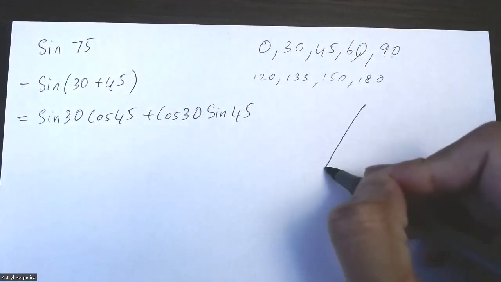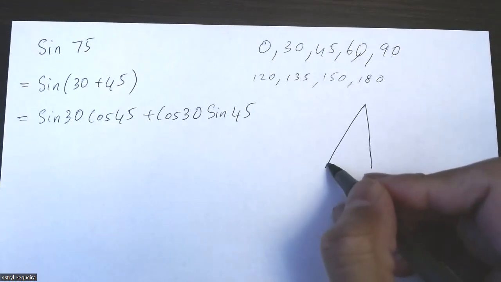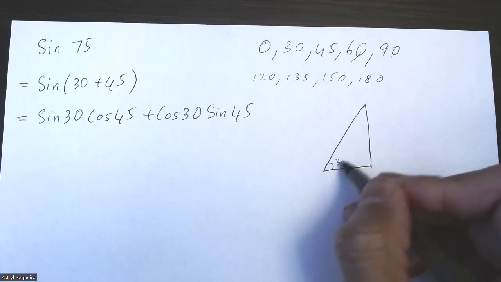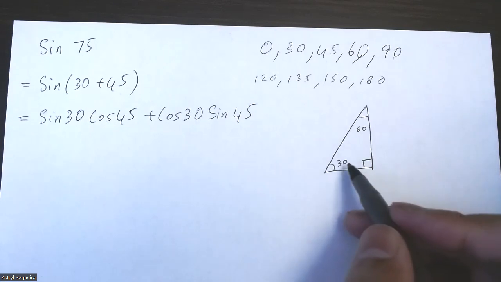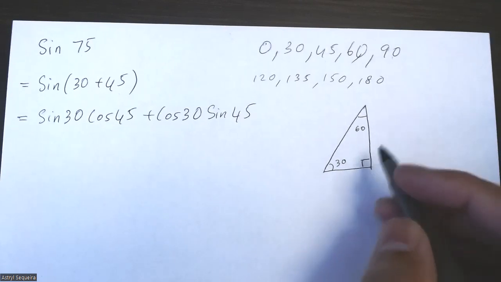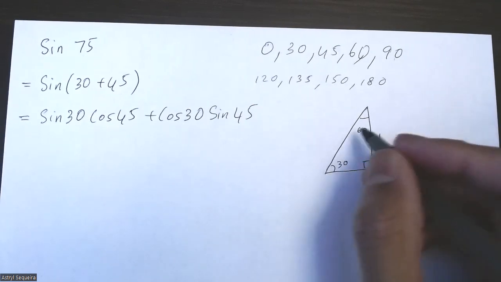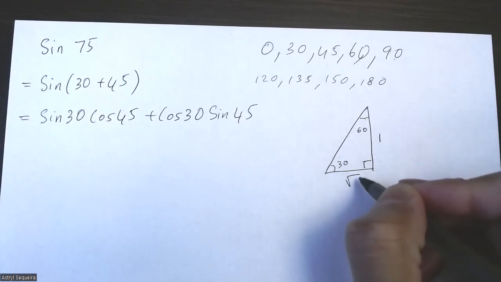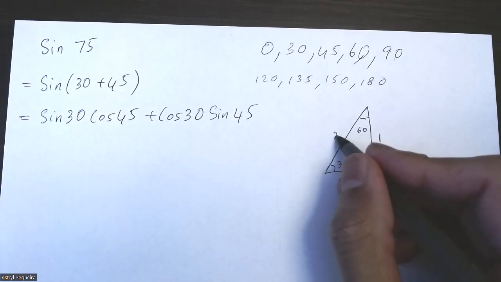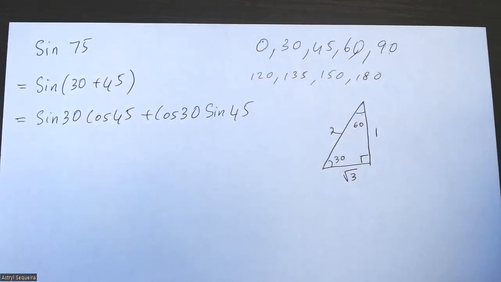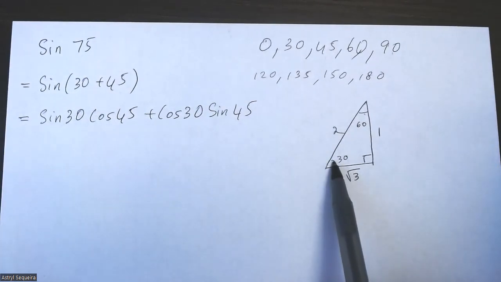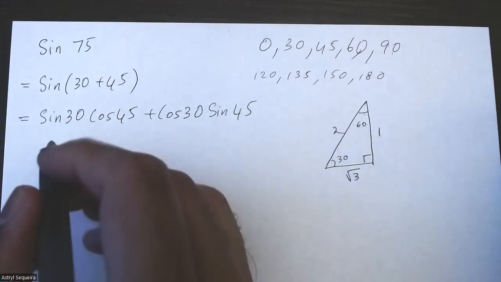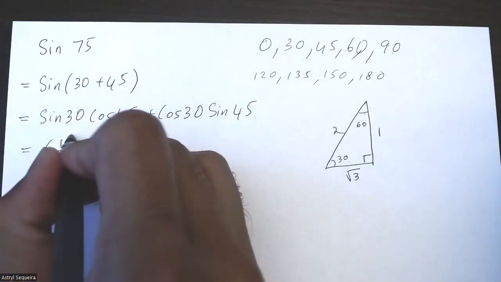For sine 30, I know that my triangle is going to be like this: 30, 60, and then that's 90. Opposite of 30 is the smaller side, which is 1. Opposite of 60 is root 3, and the hypotenuse is the largest, which is 2. So sine of 30 is opposite over hypotenuse, which is 1 over 2.